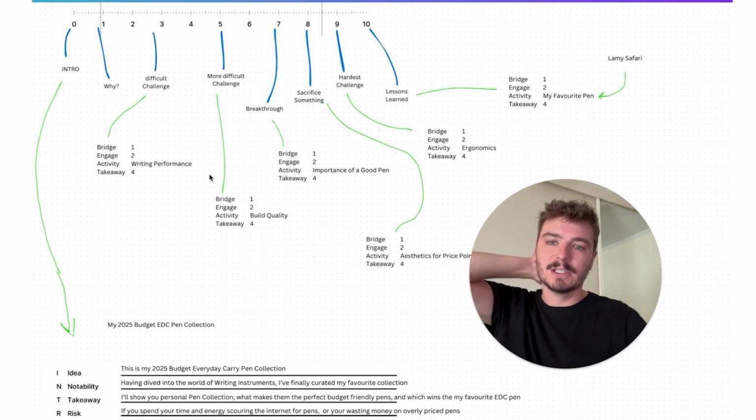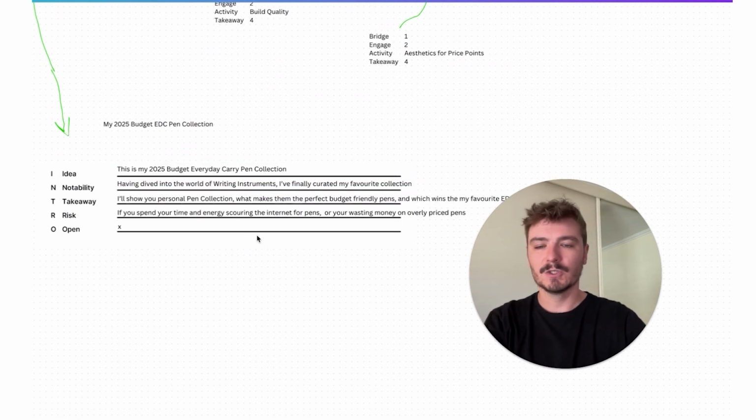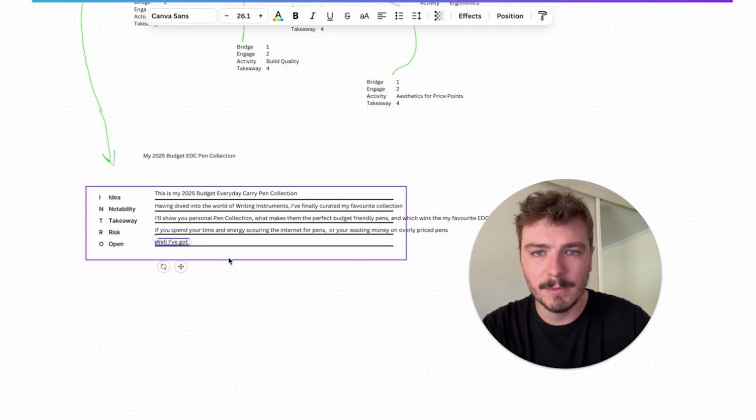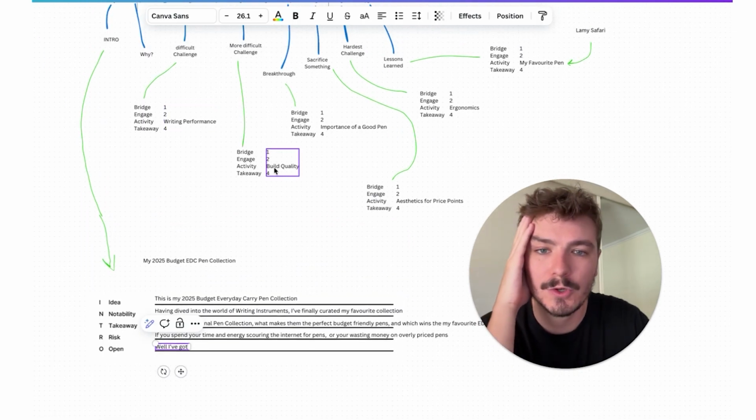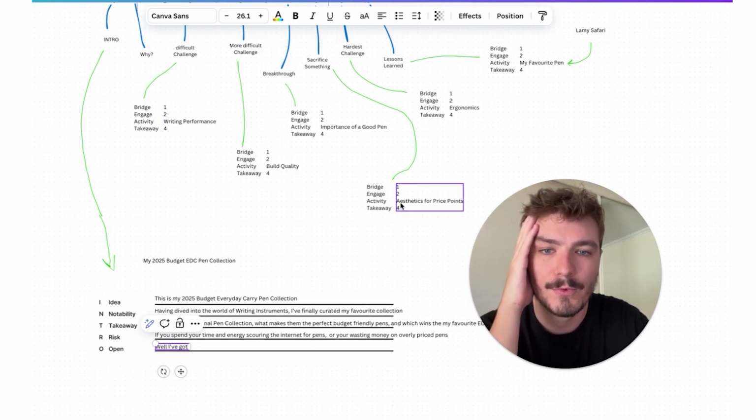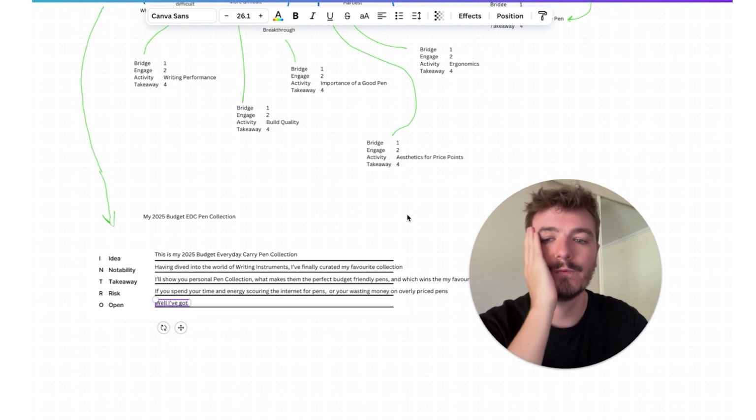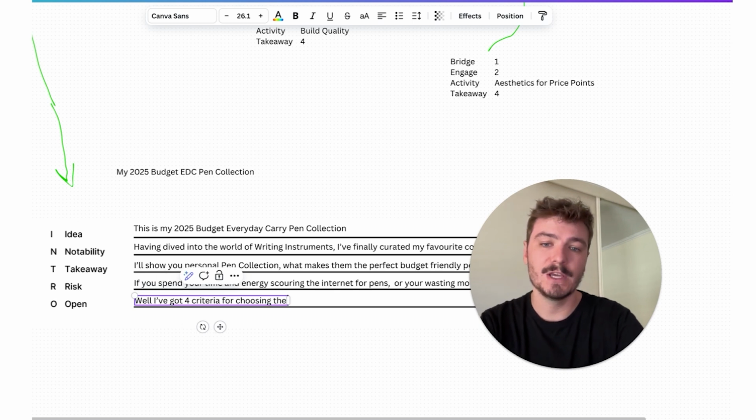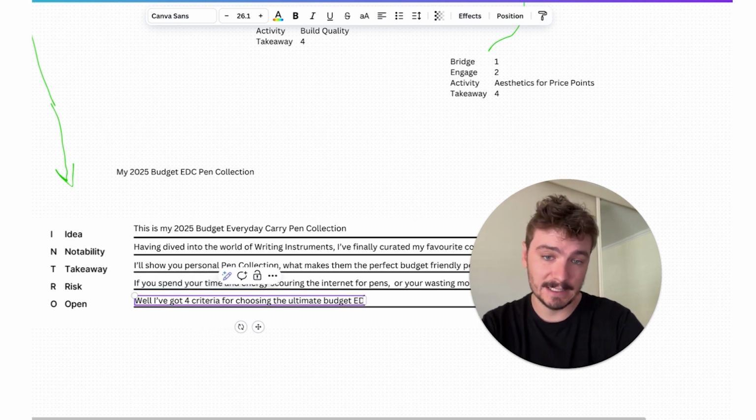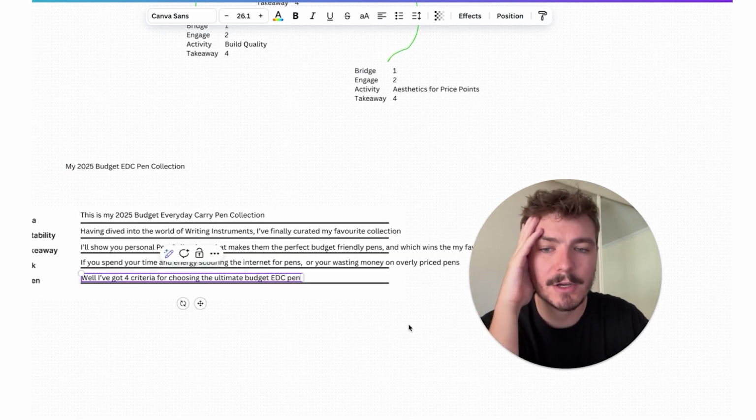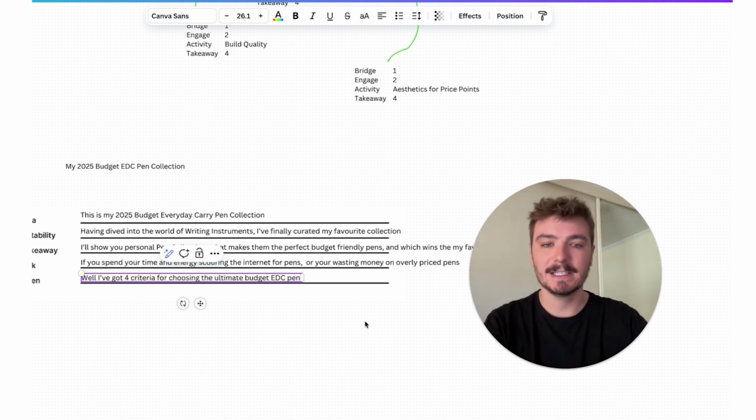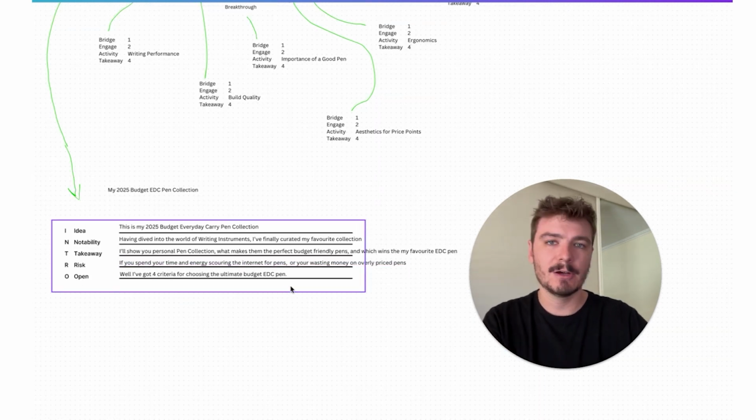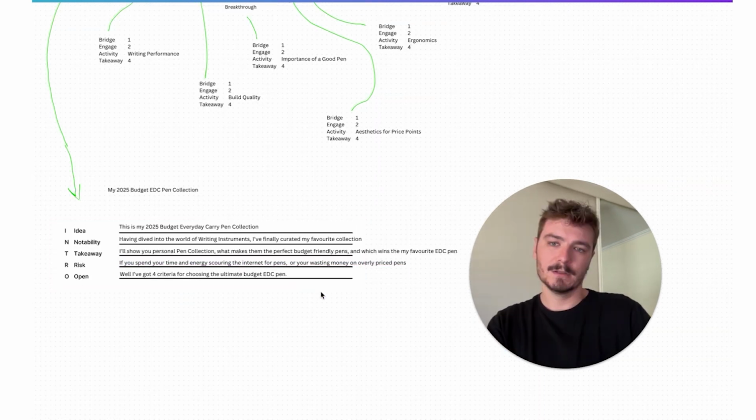Well, we want to transition to the writing performance. So what is the first question here? How many criteria do I have? 1, 2, 3, 4. I've got 4. Well, I've got 4 criteria for choosing the ultimate budget EDC pen. Yeah, that opens it up because now I'm like, oh, what's the 4 criteria? I think that's quite good.